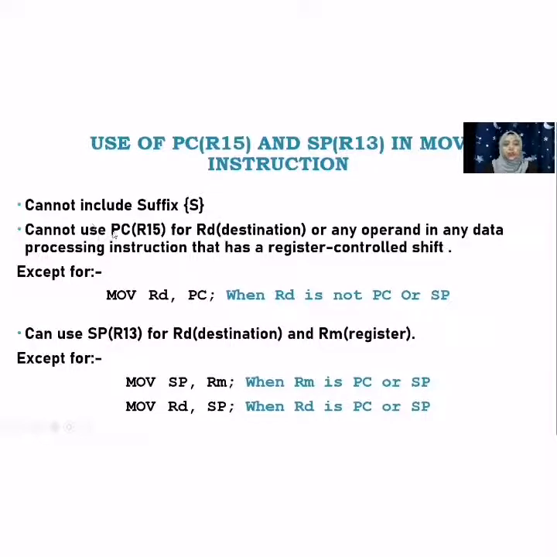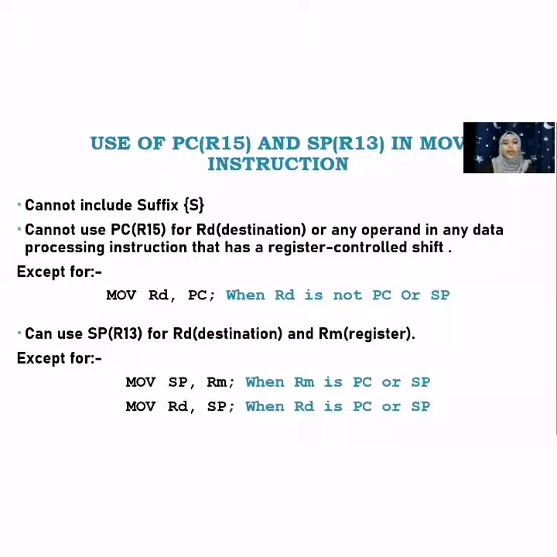Okay, we cannot use program counter for the register destination or any operand in any data processing instruction that has a register control shift. But we can use the PC, for this example, PC will be moved into the register destination when the register destination is not PC or stack pointer.